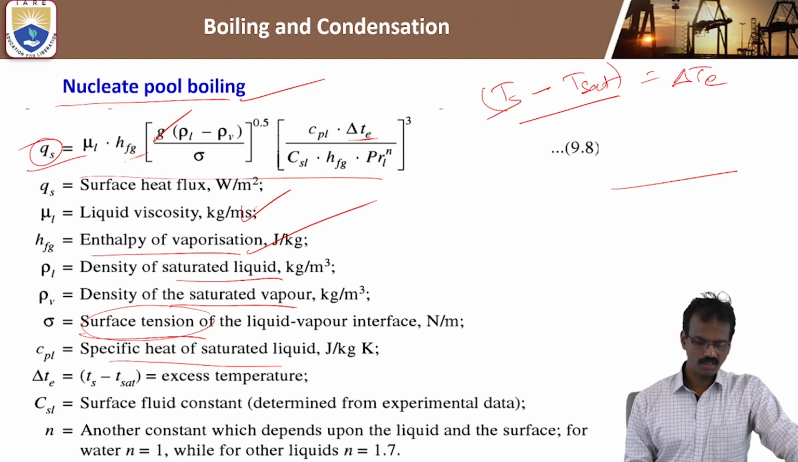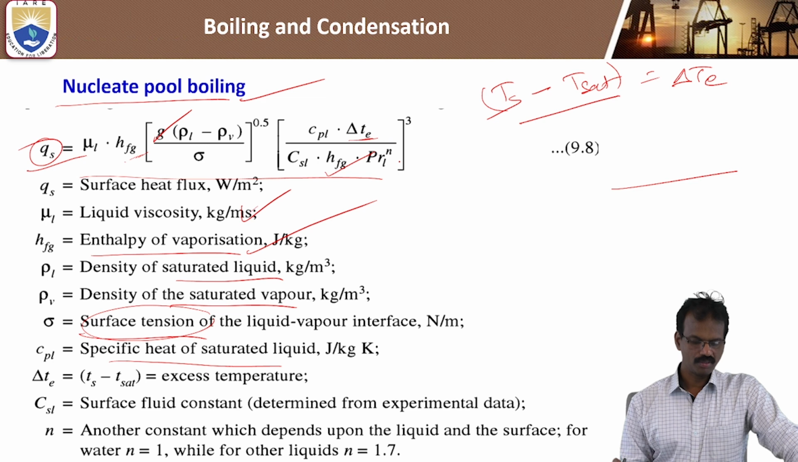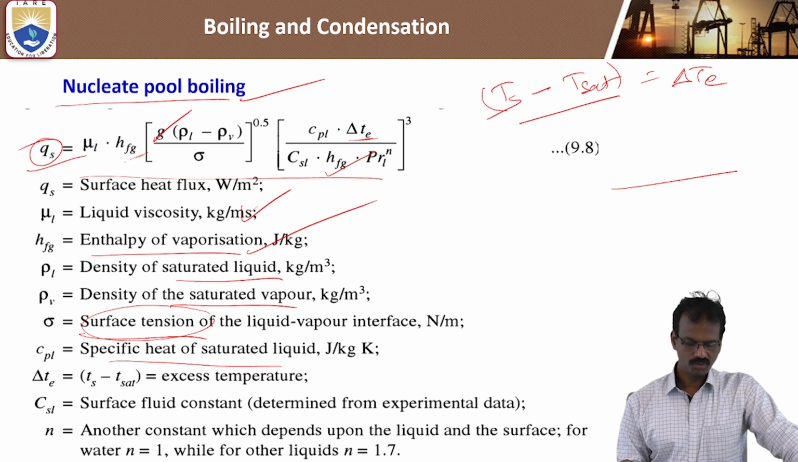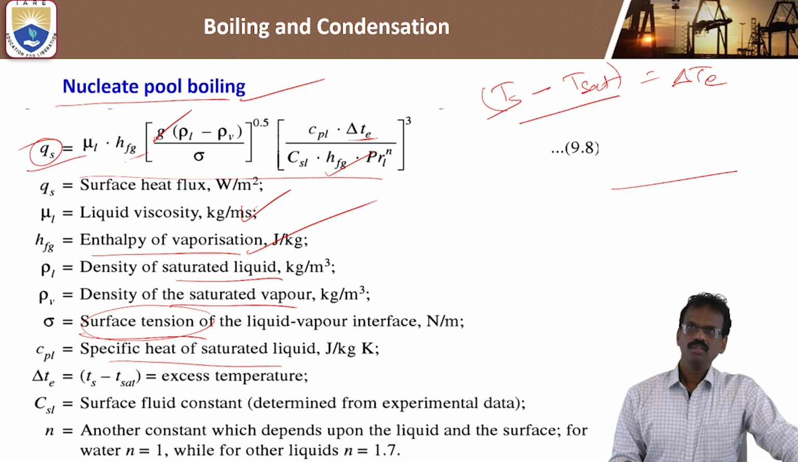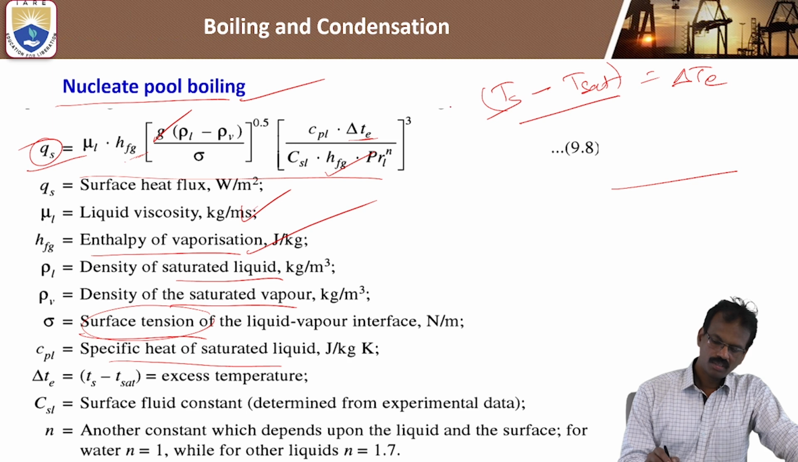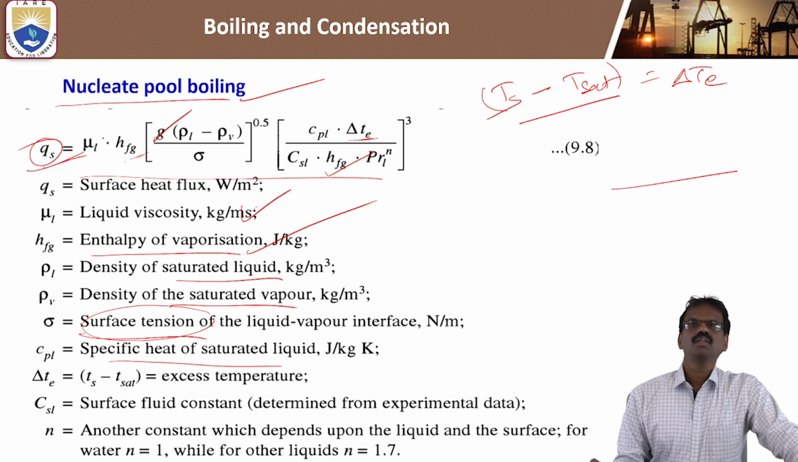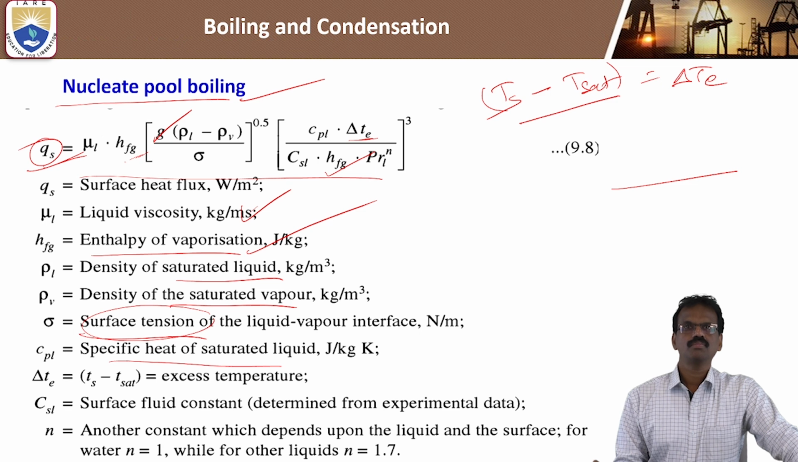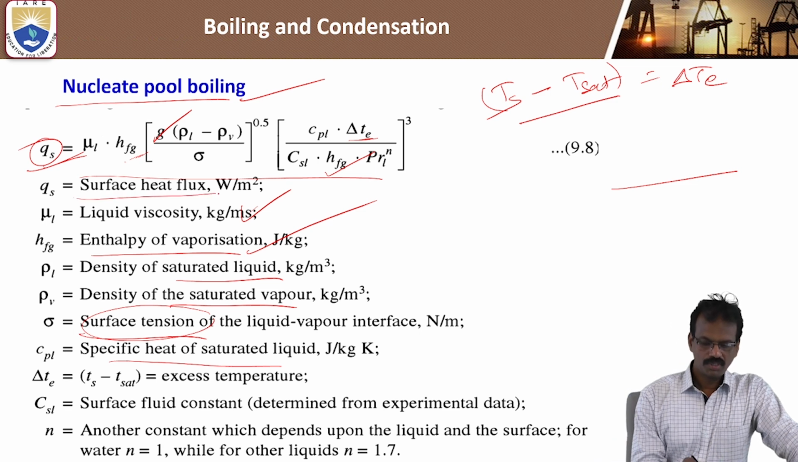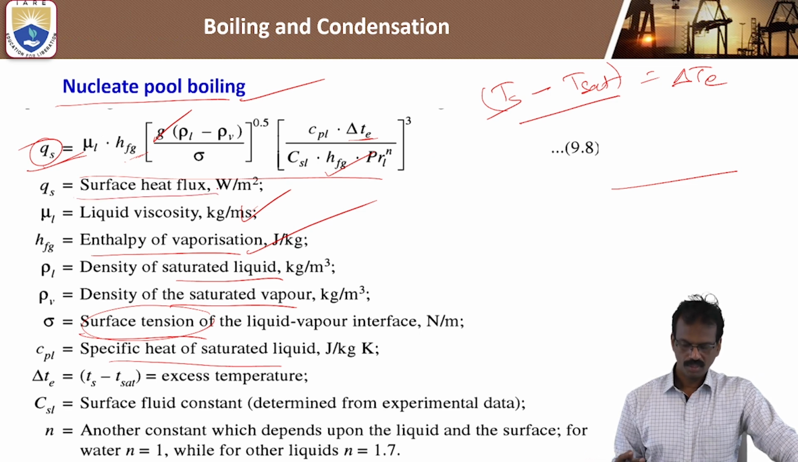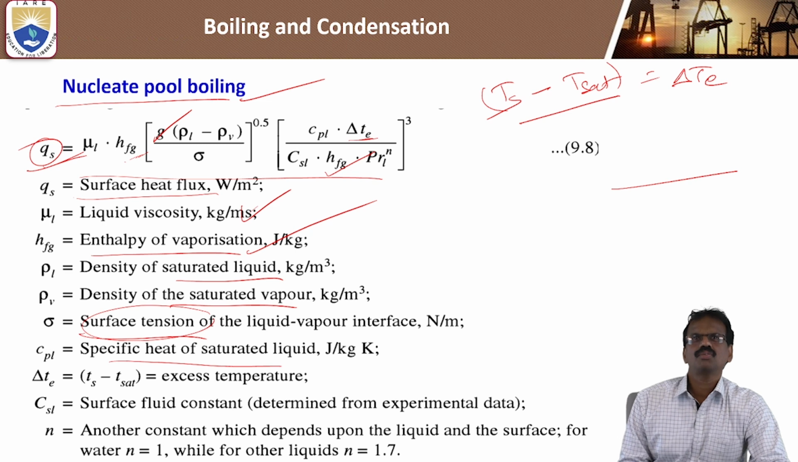Next, CSF is the surface fluid constant, HFG is the enthalpy, and PR is the Prandtl number. So we have to consider all the parameters, and by using them we can find the heat flux. You can use this formula to solve different numericals.